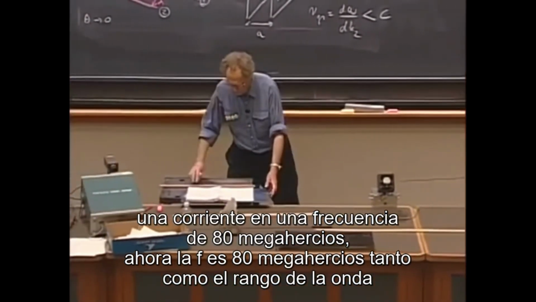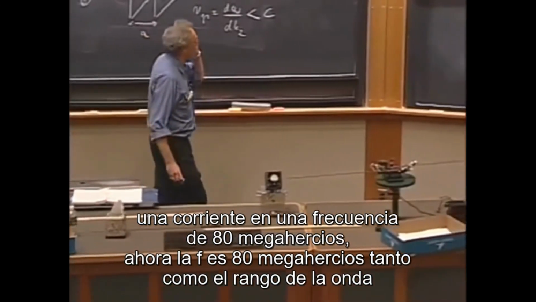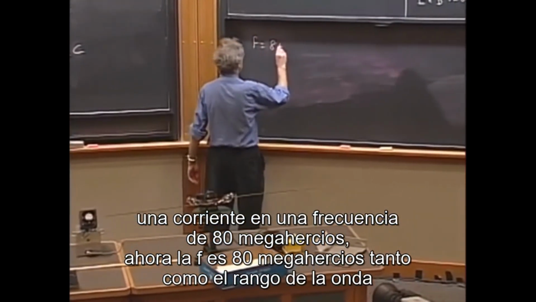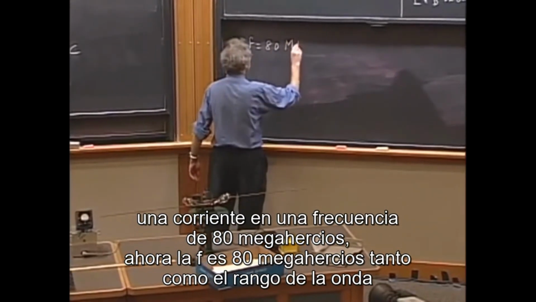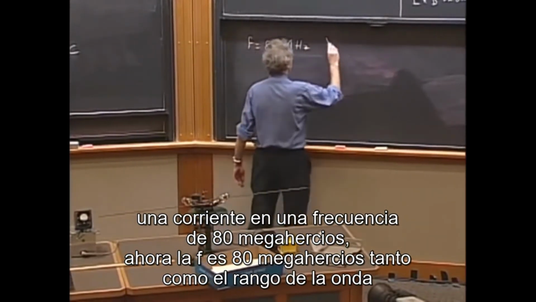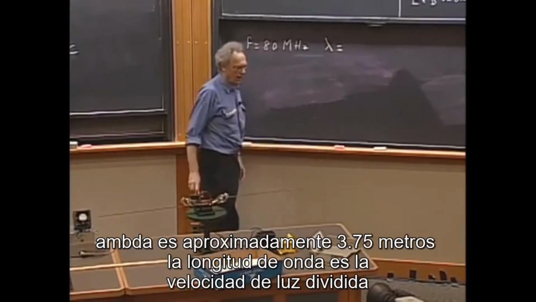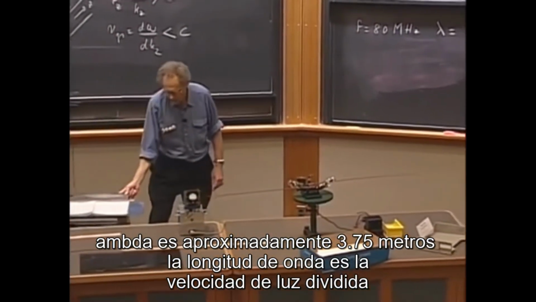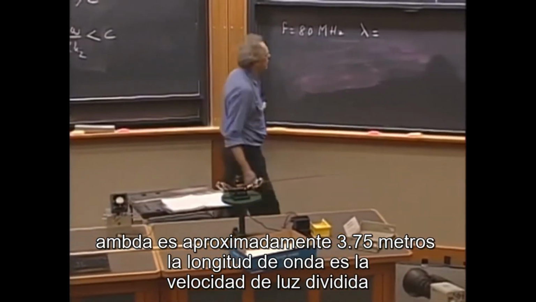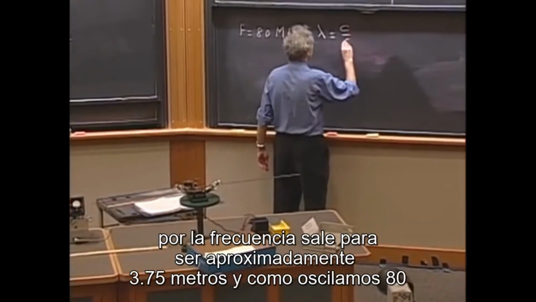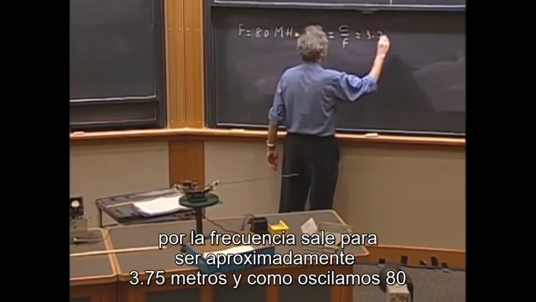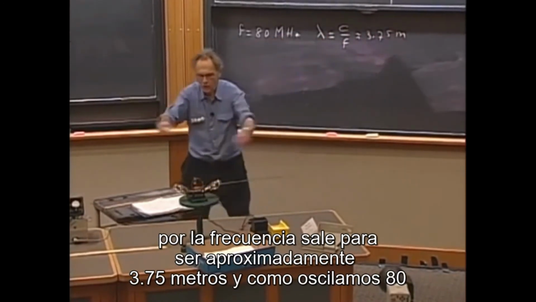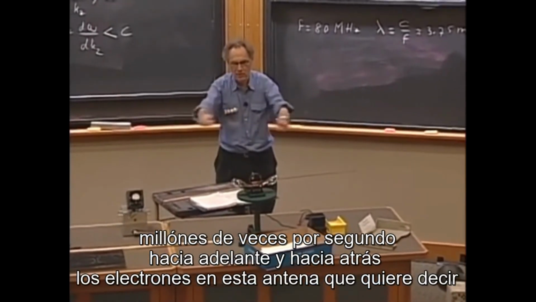This is an antenna through which we are going to oscillate a current at a frequency of 80 megahertz. So F is 80 megahertz. So the wavelength lambda is about 3.75 meters. The wavelength is the speed of light divided by the frequency, which comes out to be about 3.75 meters.